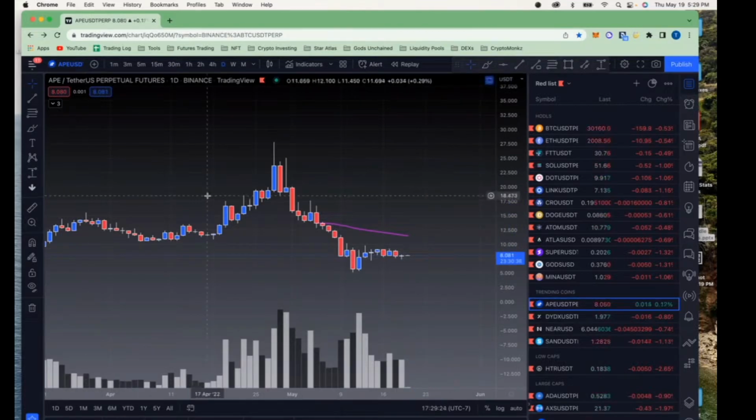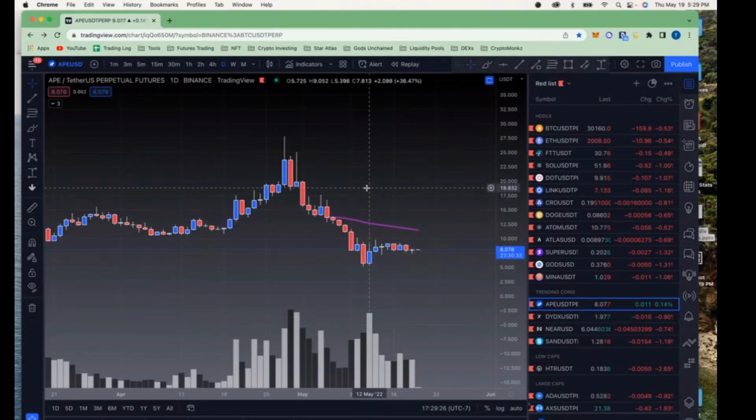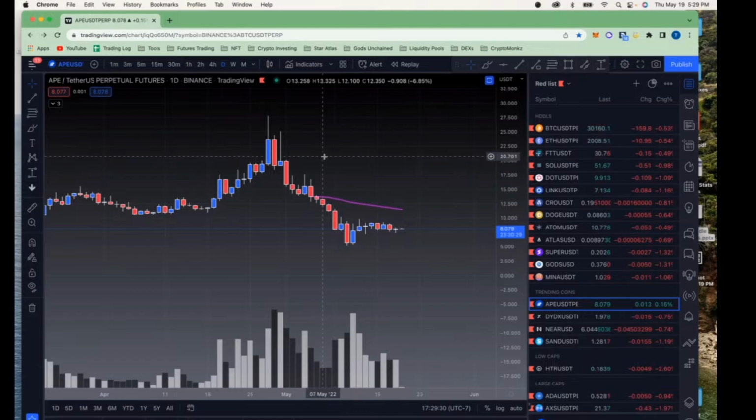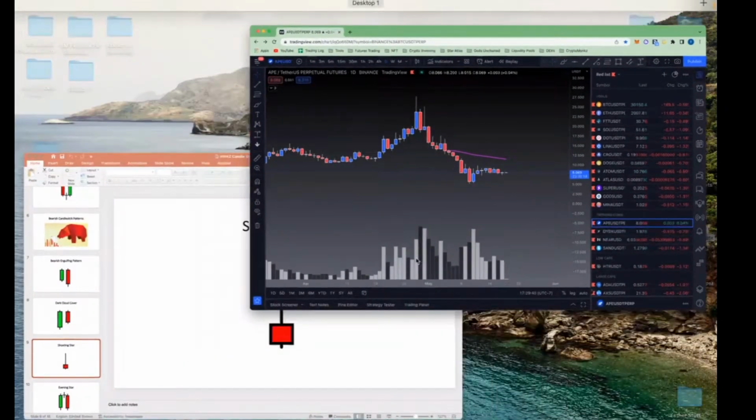So to me, the hammer and the shooting star are probably my favorite candlestick patterns to go from, just because it's a very clear indication that, look, they tried to push it up. You could even say this cancels it out, tried to push it up again, and then boom, all the way back down, right? Okay.